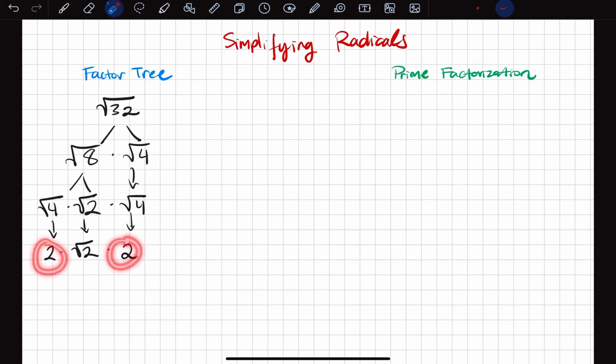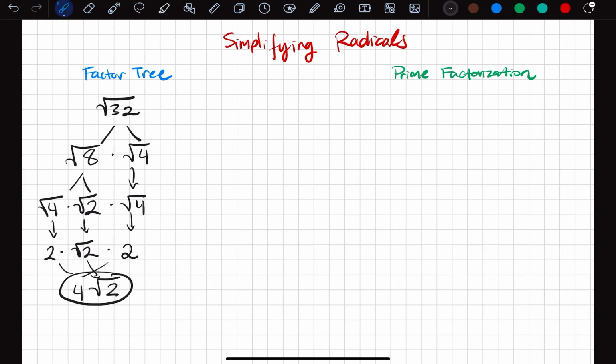Combine those coefficients, multiply them out. So you're left with 4 and your lonely root 2. And that's as far as you simplify, right? That is the factor tree method. That is me drawing these. These are kind of like your branches, right? You go from top down.